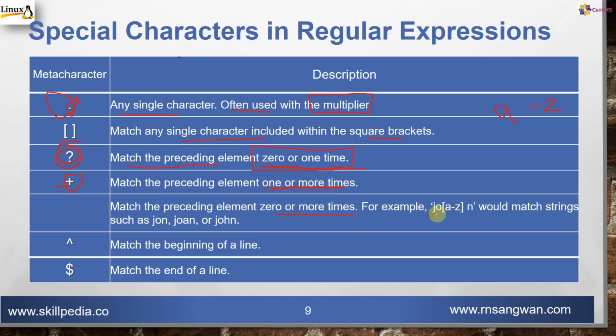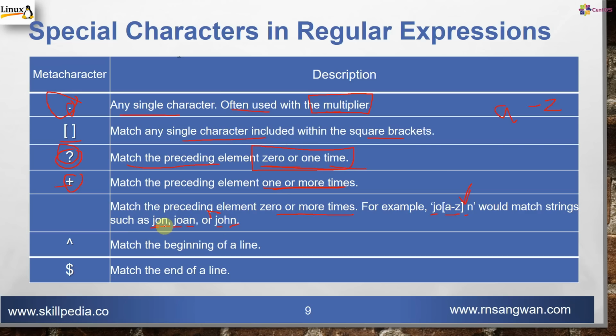For example, if you say J-O, then A to Z, any single character, followed by a star and then N, that means any line or word that starts with J-O followed by any character 0 or more times, which means J-O-N, J-O-H-N. So J-O is compulsory, with in between any character or no character, because 0 means no character.